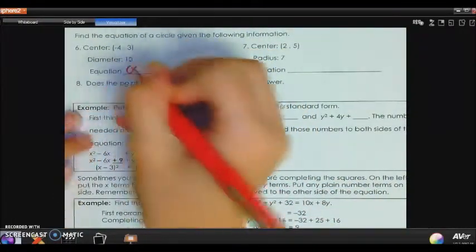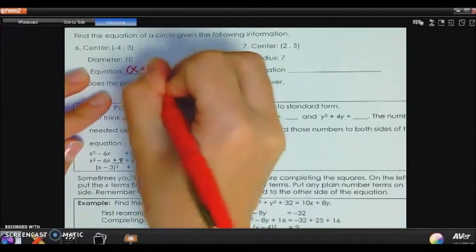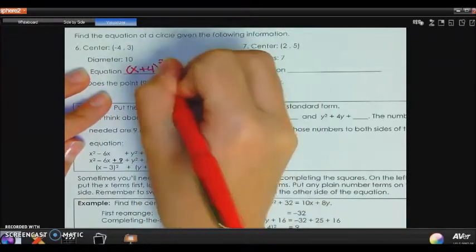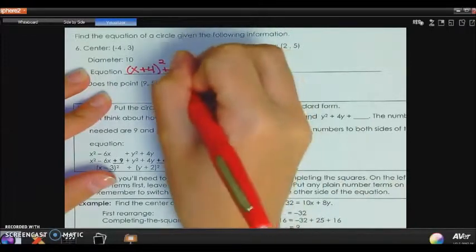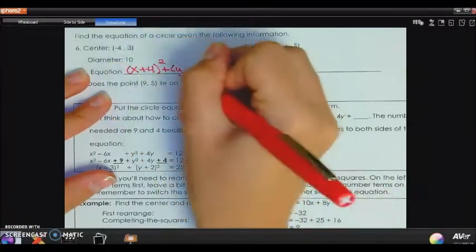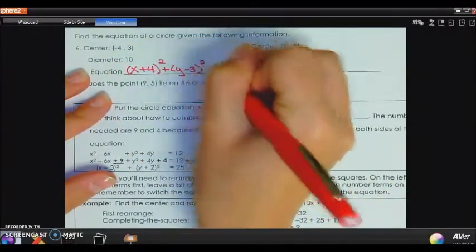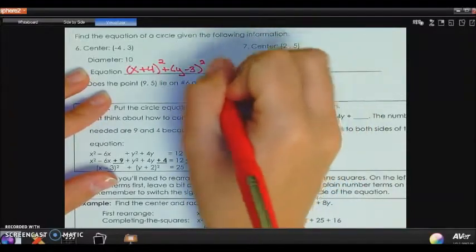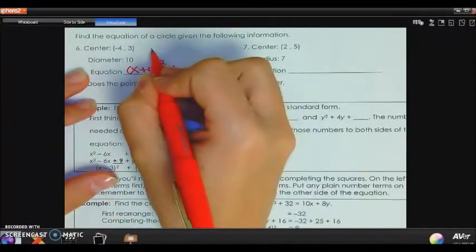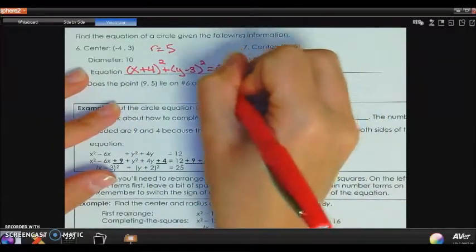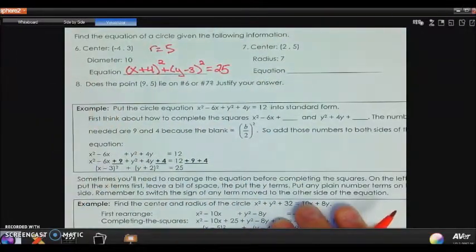So here, if your center is that, remember you're going to do the opposite. So you need an x squared term, so it'll be x plus 4, because I do the opposite, quantity squared, plus, and then it's a y minus 3, because I got to do the opposite of that, quantity squared, equals, and remember this is r squared. So if the diameter is 10, that means that the radius is 5, so that means that this number is going to be a 25 right there.